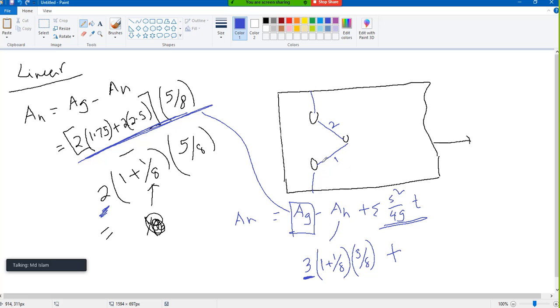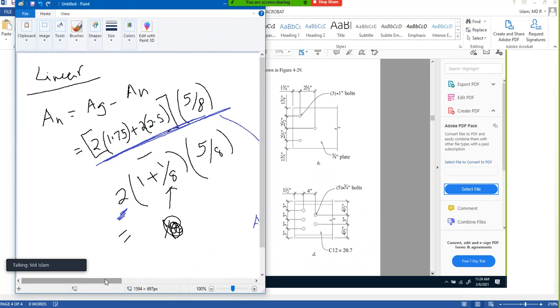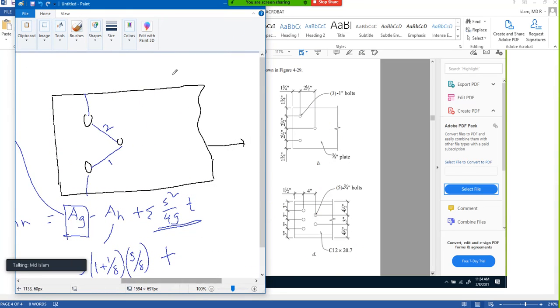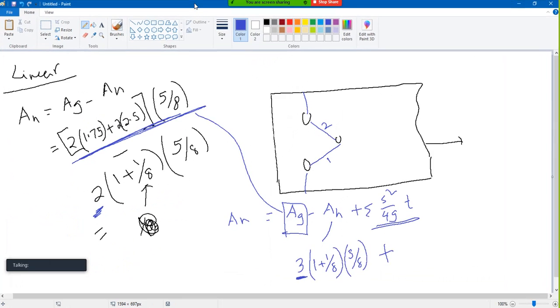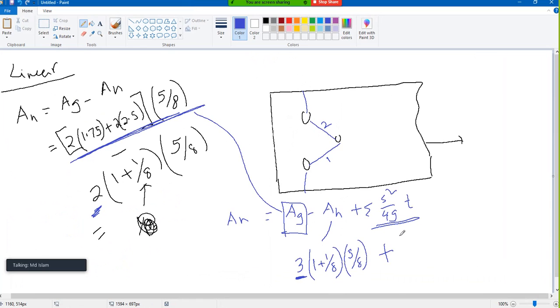What is here to here? This distance. So if I go to your book, here to here distance is 2.5. Here to here is 2.5. And same thing on both sides. So s and g both are 2.5. So 2.5 squared over 4.